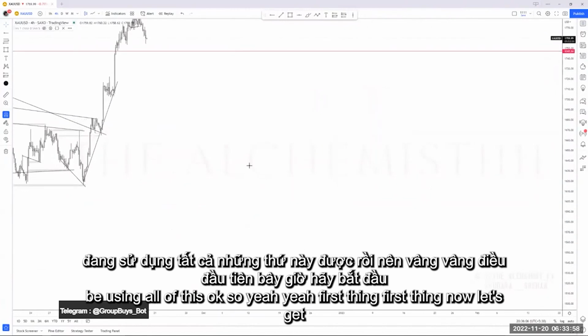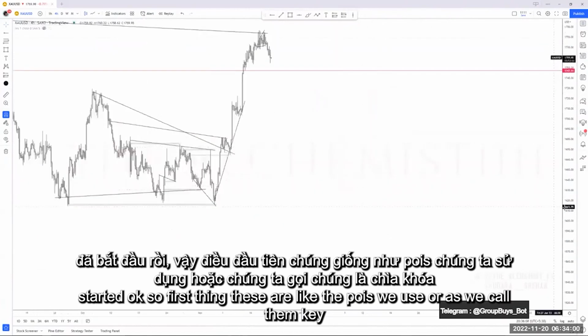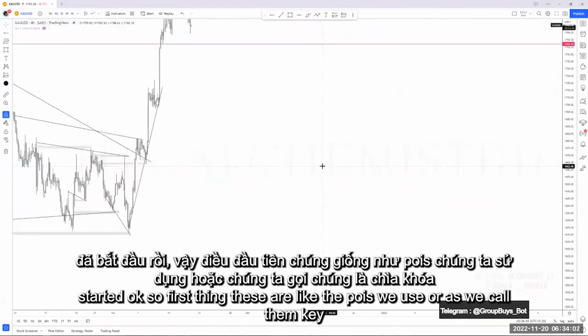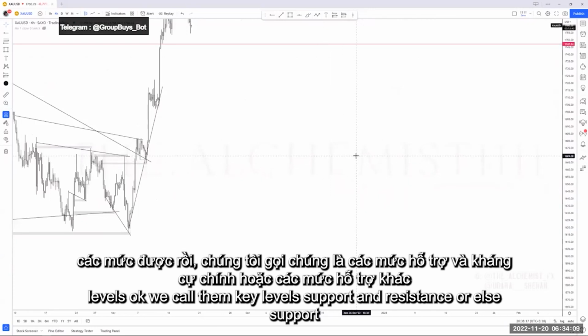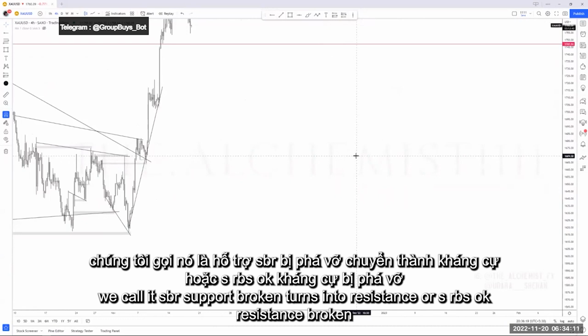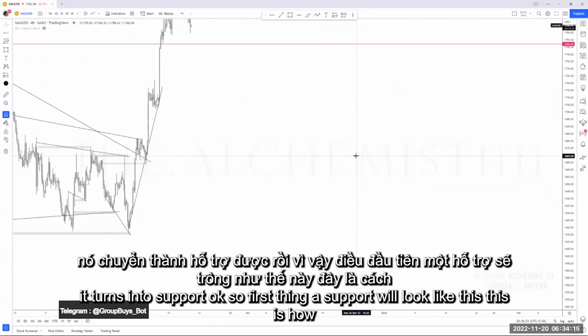Now, first thing, let's get started. These are the POIs we use, or as we call them, key levels: support and resistance, or else support broken turns into resistance, which we call SBR, or RBS, resistance broken turns into support.